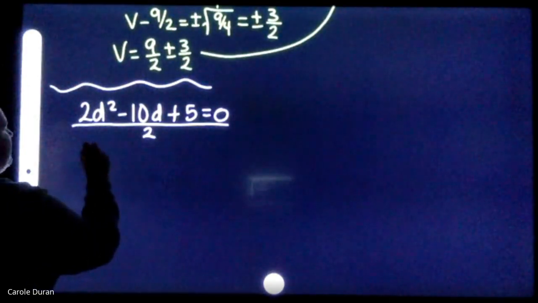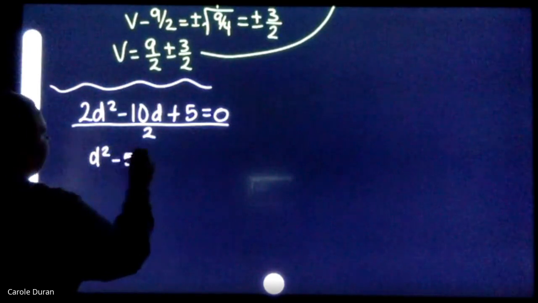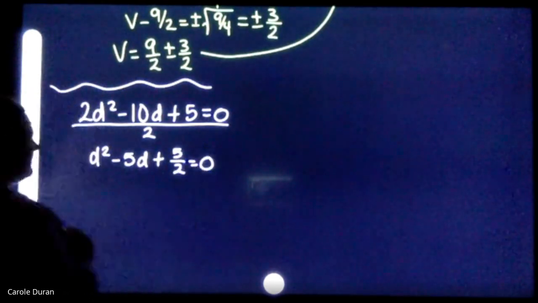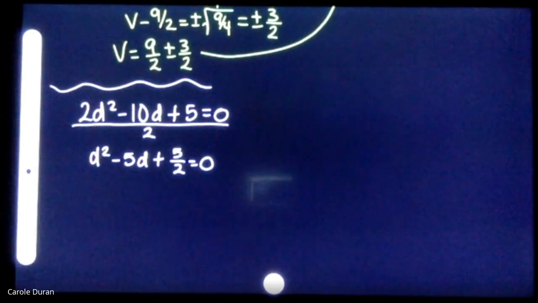When I do that, I'm left with d squared minus 5d plus 5 halves equals 0, because I can't reduce 5 halves. Please do not write it as a decimal.